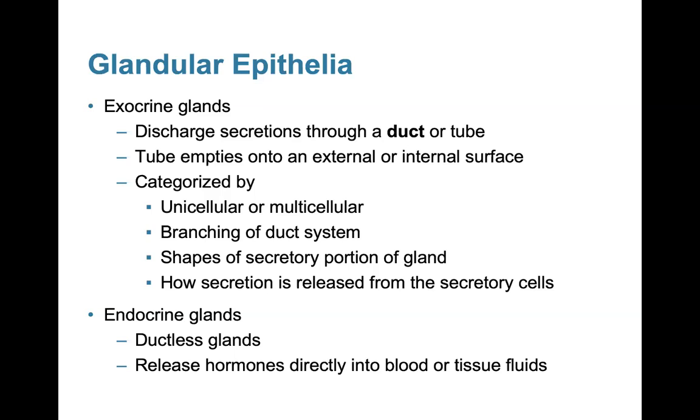Endocrine glands are ductless, but they actually will release their secretions. And endocrine secretions are hormones, which will get released into the blood. Anything that gets released into the blood is referred to as systemic, and it will travel throughout the entire body.